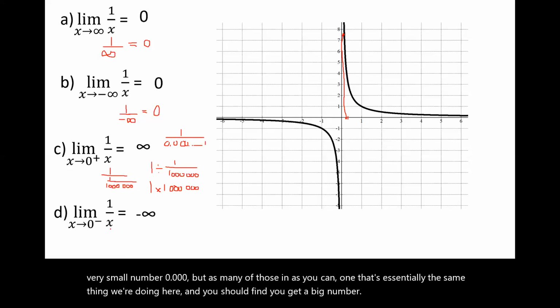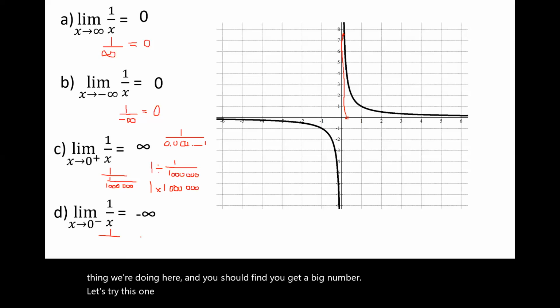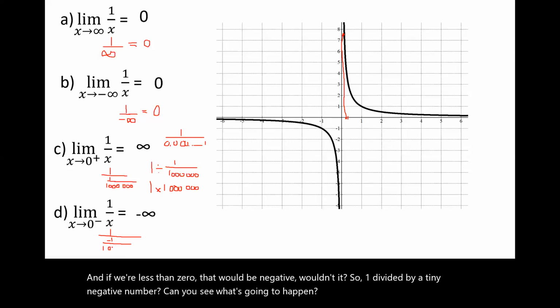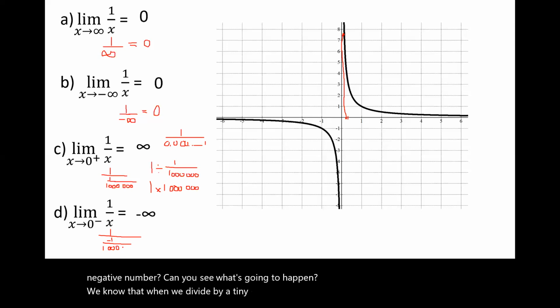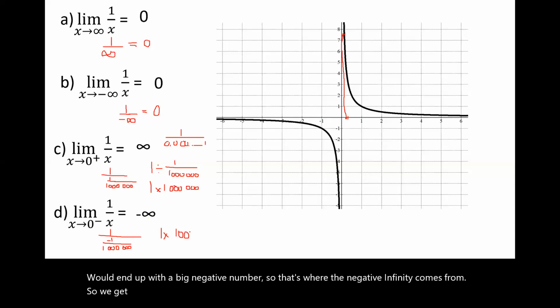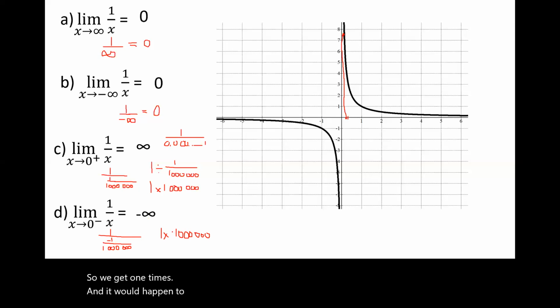Okay, let's try this one. 1 divided by a tiny number, and if we're less than 0, that would be negative, wouldn't it? So 1 divided by a tiny negative number. Can you see what's going to happen? We know that when we divide by a tiny number, we get a very big one. And if we divide by a tiny negative number, we'd end up with a big negative number. So that's where the negative infinity comes from. So we get 1 times a million, and it would happen to be negative because of that.